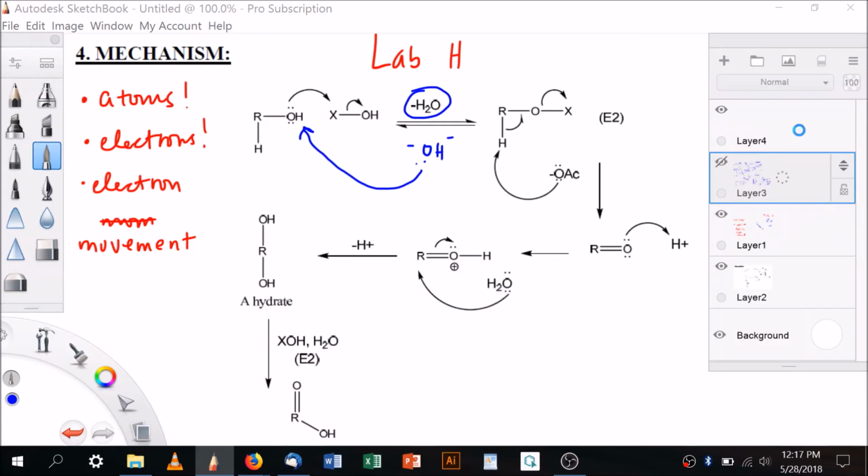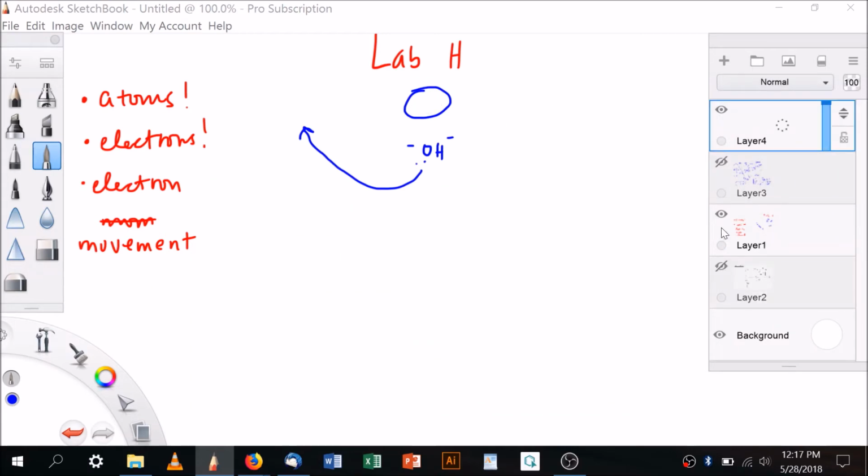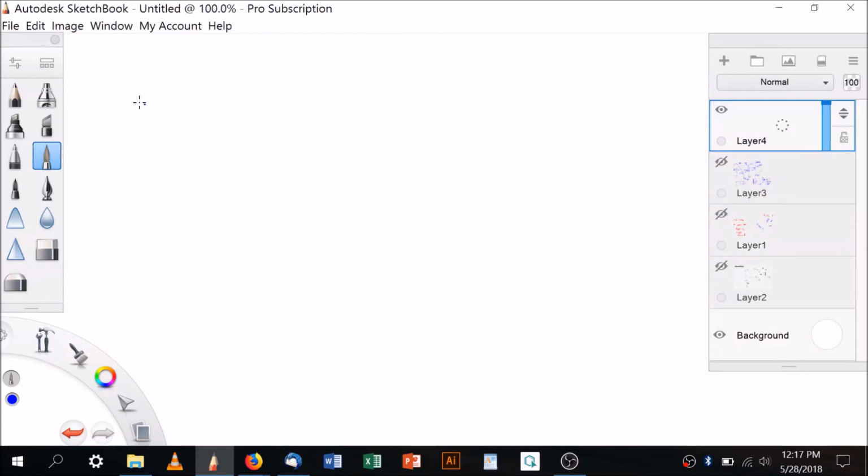Let's come to this layer. Let's get rid of that layer and that layer, and let's make a new mechanism. You know what I'm going to do? I'm going to say that we have some R group C, right? Okay. Now I'm going to flip back and forth from time to time.